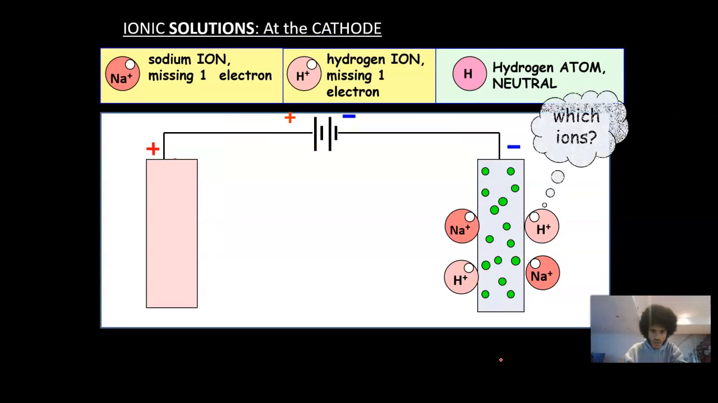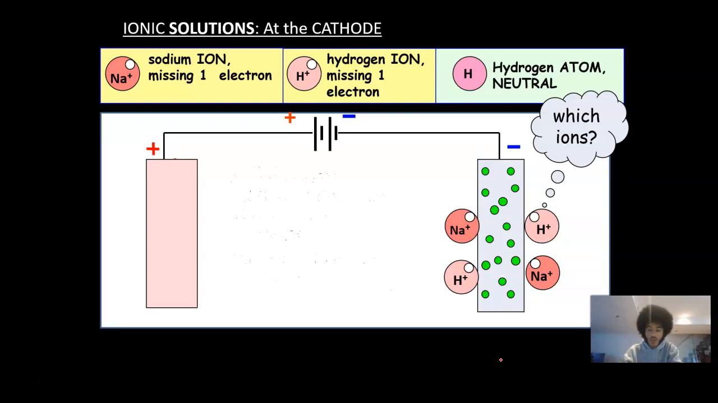So let's start with the cathode. Now with the cathode, you've got two different ions here. You've got the H+ and you've got the Na+. The rule here is all governed by the reactivity of your metal in relation to hydrogen. If your metal is more reactive than hydrogen, you make hydrogen gas. However, if your metal is less reactive than hydrogen, you make the metal.